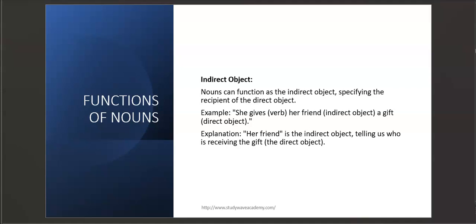Do you get it now? So her friend is the indirect object telling us who is receiving the direct object, now the gift. Okay, so what is being given? The gift. That is the direct object, or the direct thing that is being done. So the gift is the direct object. Okay, now who is receiving the gift? The friend. Now the friend becomes the indirect object here. Do not forget about that.